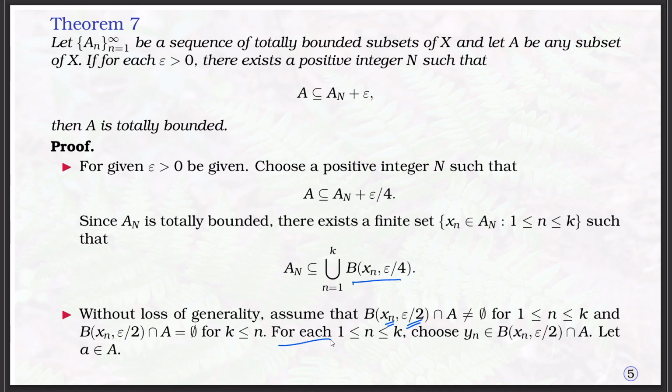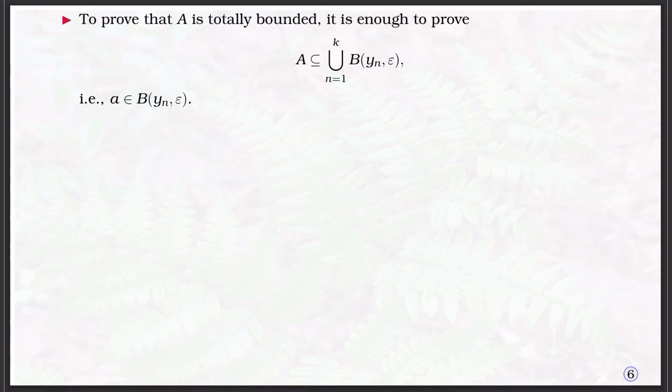So, for each n from 1 to k, choose y_n as a common point of the ball with center x_n and radius epsilon by 2 intersect A. Let a belong to A. Let us take a belonging to A.